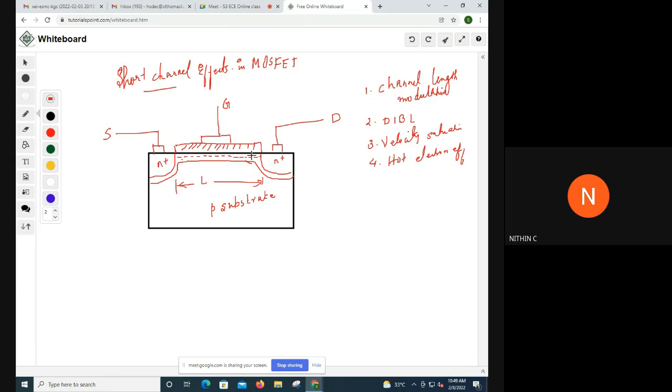So when we increase the value of VDS, what happens? The depletion region width will increase. That is, you will be having a layer of depleted charge carriers or depleted ions here. So already that depletion has taken place. So you require less amount of voltage for getting an inversion or strong inversion.